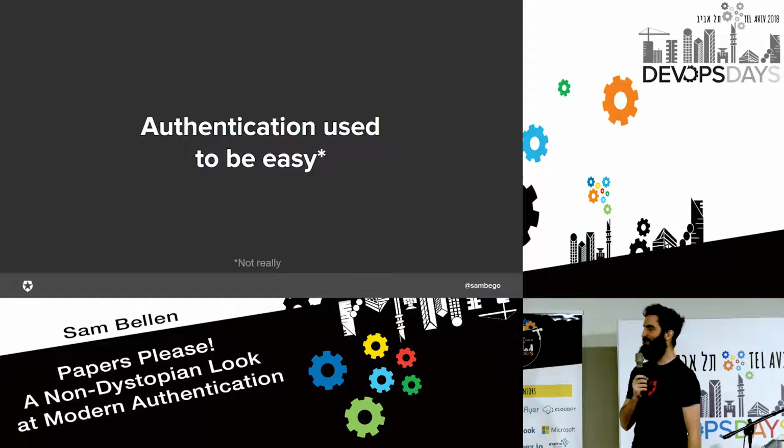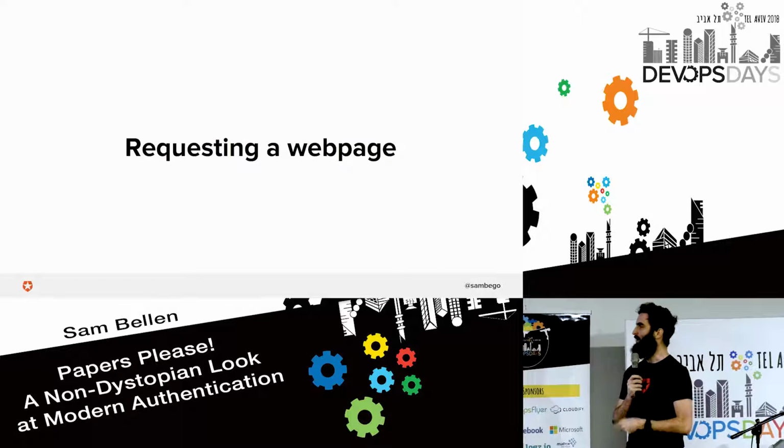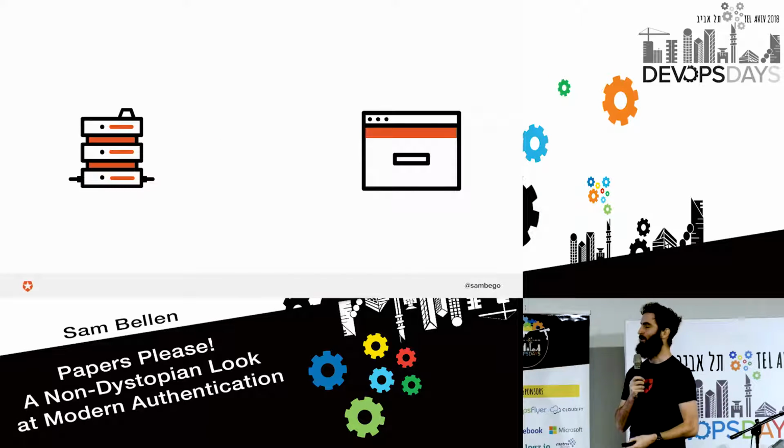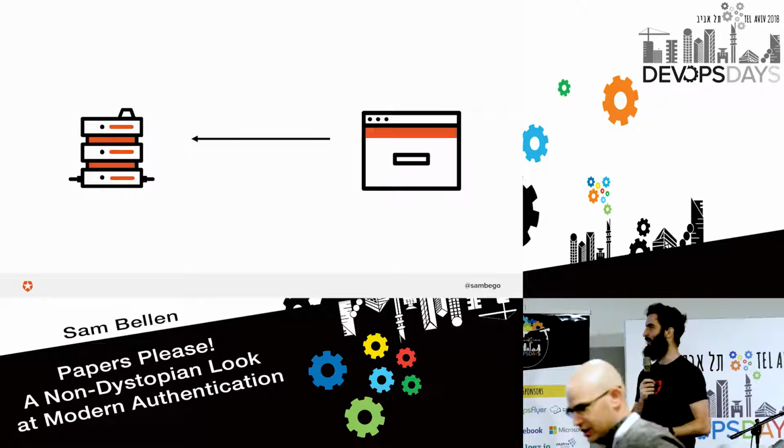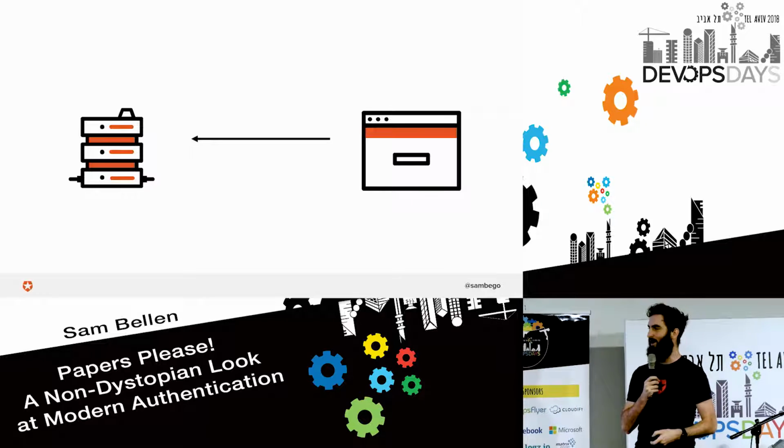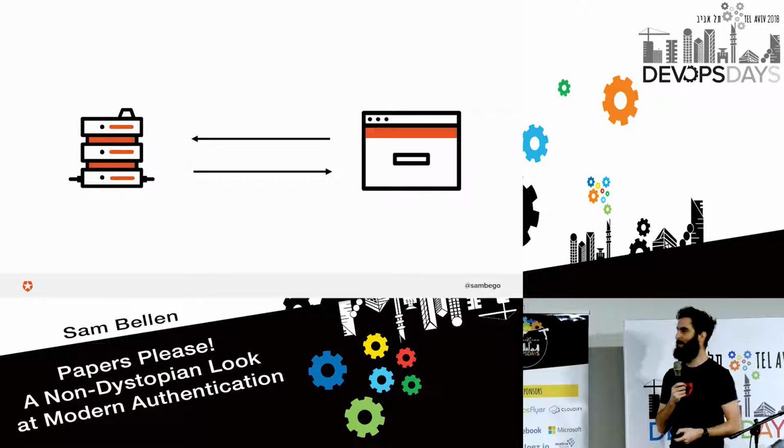So, authentication used to be easy. Not really, but it used to be a bit more straightforward than it is these days. Let's have an example, like you request a web page. You had a browser and you had a server, and that browser would just say to the server, "Hey server, I want this page," and the server would say, "Here's your page. Go ahead and display this."